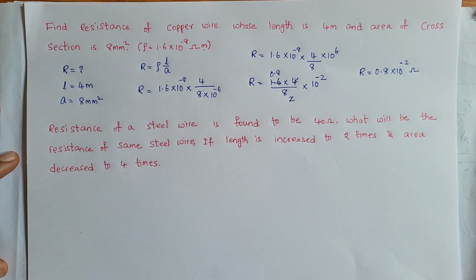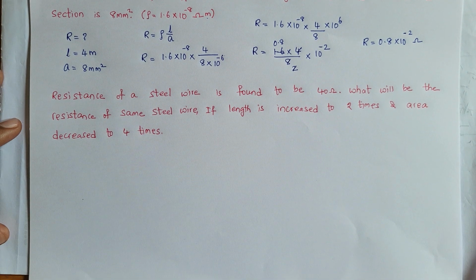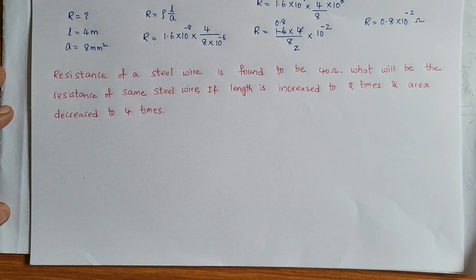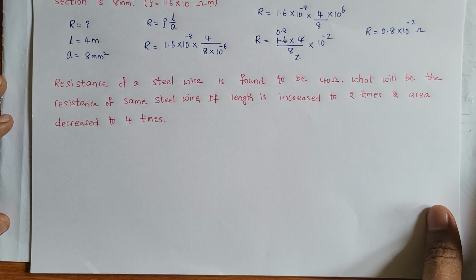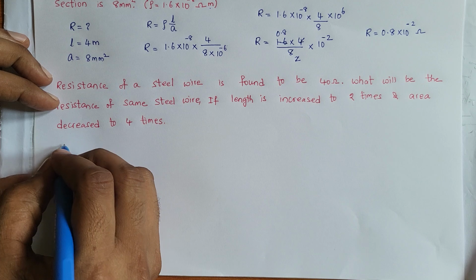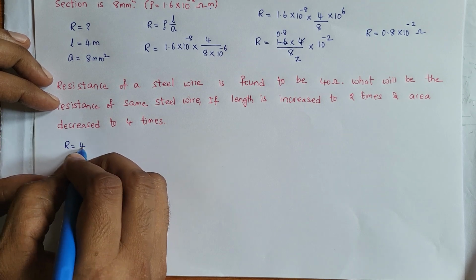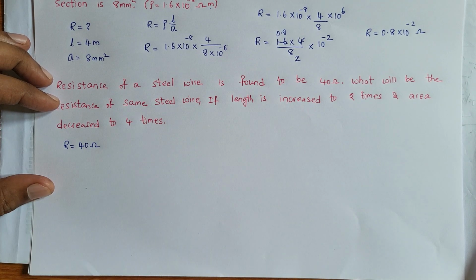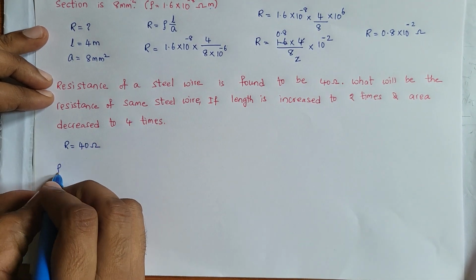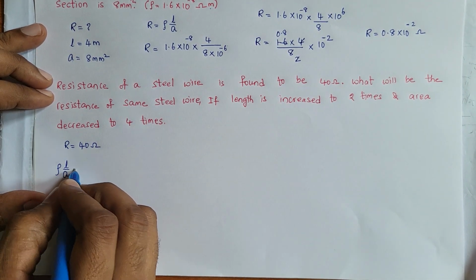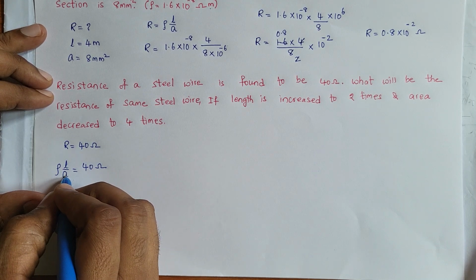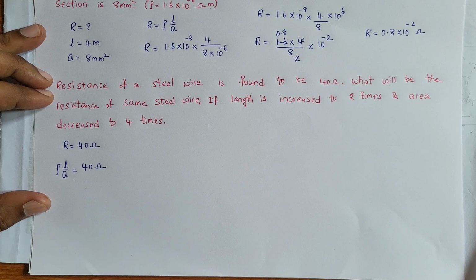Resistance of a steel wire is found to be 40 ohms. What will be the resistance of the same steel wire if the length is increased to 2 times and the area is decreased to 4 times? Correct? So now they gave the resistance value R is equal to 40 ohm. Now what do we know? We know that the resistance formula is rho L divided by A is equal to 40 ohm. Means for some particular length and for some particular area, resistance value is 40 ohms.